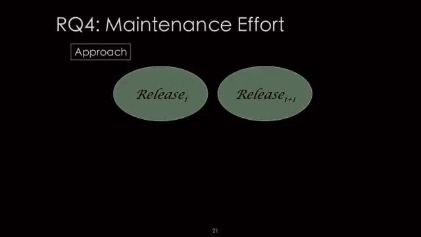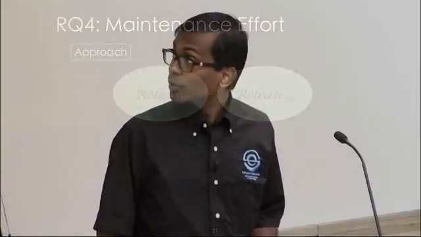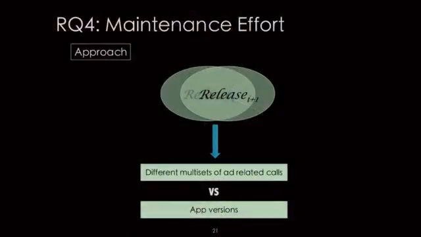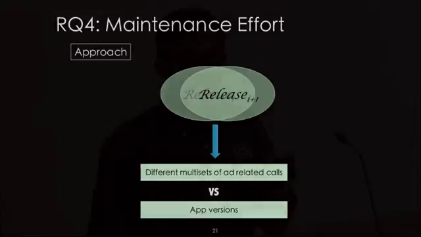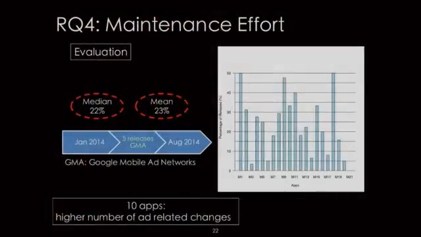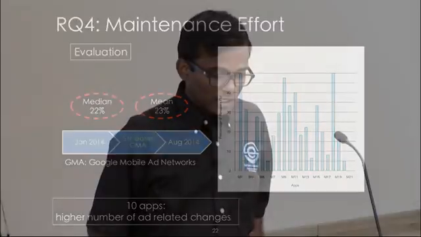The fourth cost that we looked at was maintenance effort. We looked at 2 adjacent releases of the application, and because we were able to do the bytecode analysis, we knew what advertisement API calls were there. So we were seeing how these calls were changing between the 2 releases, and we found out how many releases had these changes. We found that there's a lot more change going on related to advertisements. About 22 to 23% of the releases had ad-related change in them.